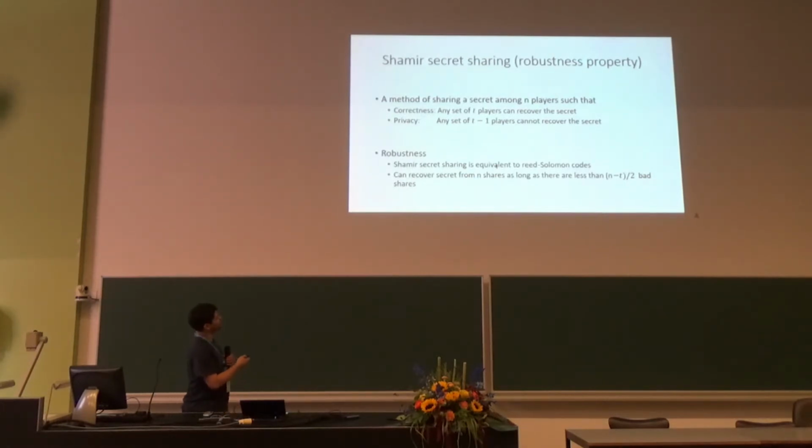Yes, so we can recover the secret from n shares as long as there are fewer than (n-t)/2 bad shares. And this is where we're going to get our robustness from.